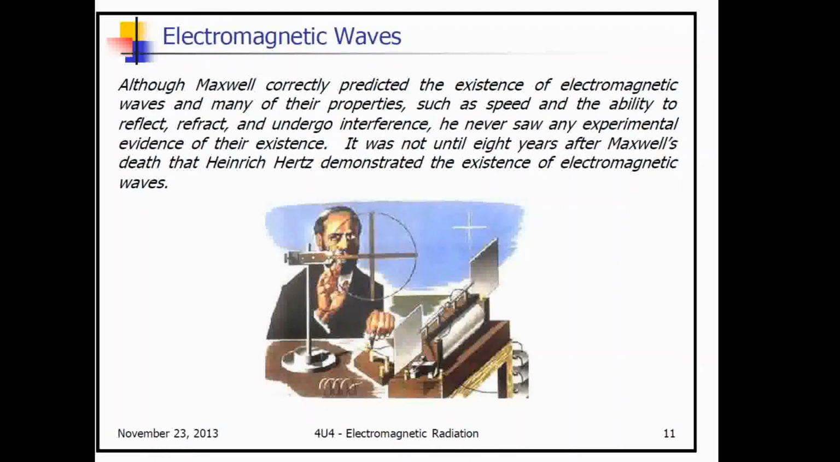So although Maxwell correctly predicted the existence of electromagnetic waves and many other of their properties, such as the speed and ability to reflect, refract, and undergo interference, he never saw any experimental evidence of their existence. It was not until 8 years after Maxwell's death that Heinrich Hertz demonstrated the existence of electromagnetic waves.